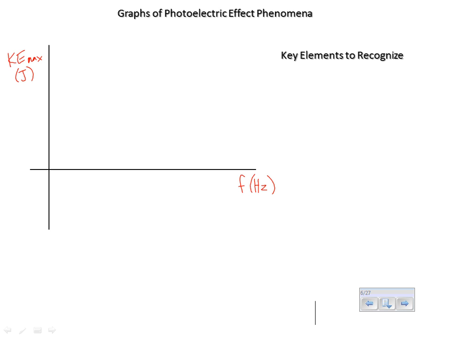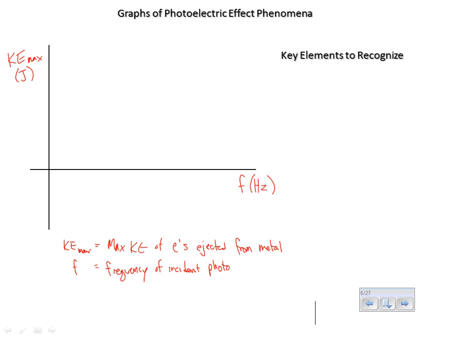What Ke max is, I'm going to put down here. Ke max is the maximum kinetic energy of electrons ejected from metal. Again, if that sounds like Greek to you, go back and look at what the photoelectric effect is. F refers to the frequency of incident photons. If you don't know what a photon is, go back to the notes from last week.